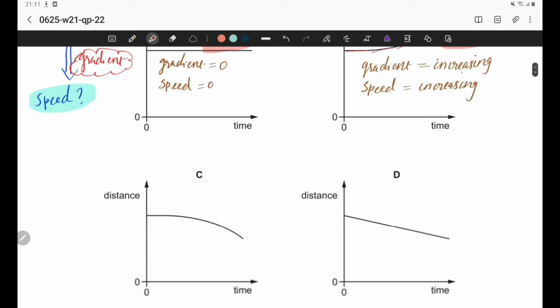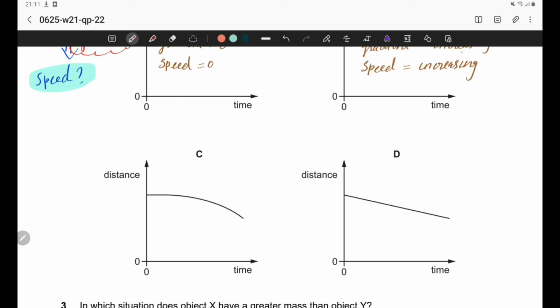Let's look at the graph given in option C. When we check the gradient of the graph, we can see its gradient is increasing but in the opposite direction. So the slope is increasing in the opposite direction. So the speed is also increasing, but the object is moving towards the origin.